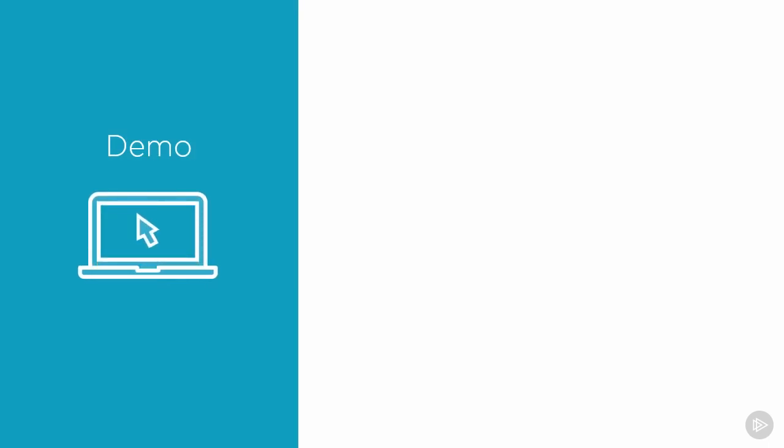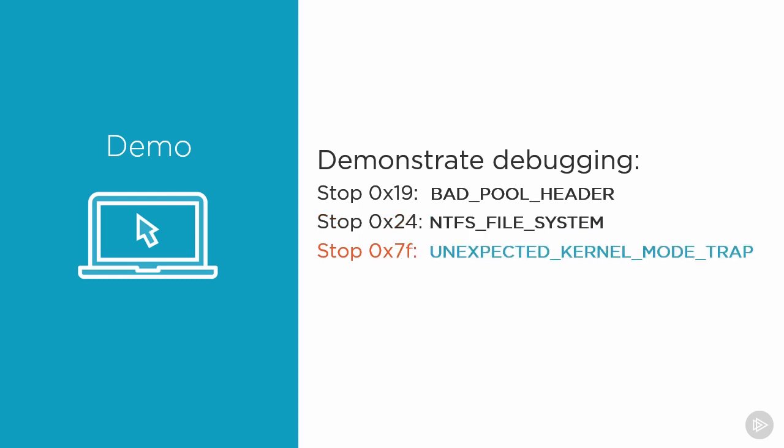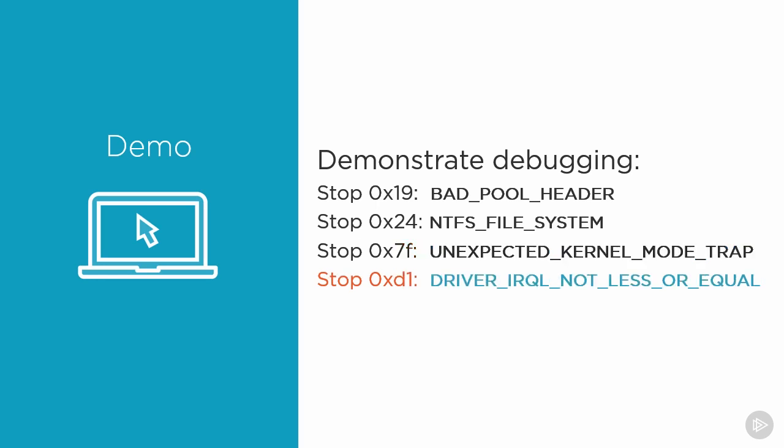So at this point, I'd like to go ahead and demonstrate some crashes for you. We'll pick up some real-world examples, and we'll start out with a stop 19, which is a bad pool header. We'll then go into an NTFS file system bug check, followed by a stop 7F, which is an unexpected kernel mode trap, and we'll finish up with a stop D1, or a driver IRQL not less or equal. So let's take a look at that bad pool header bug check.